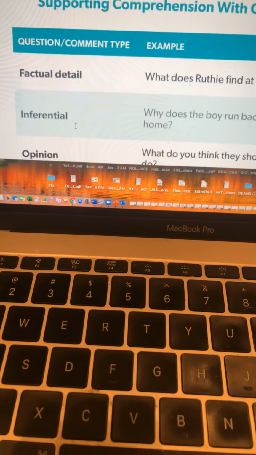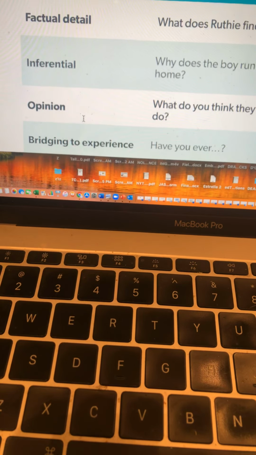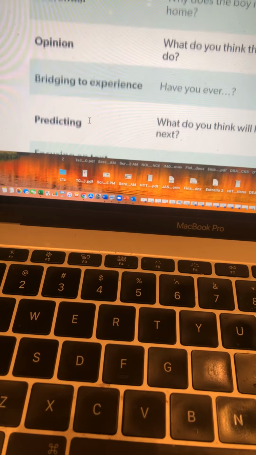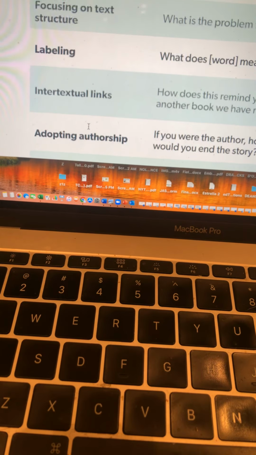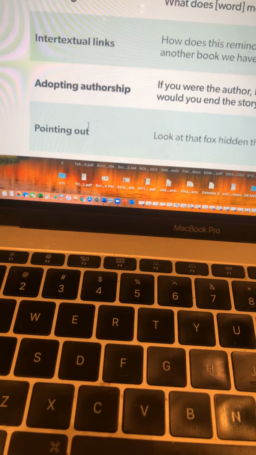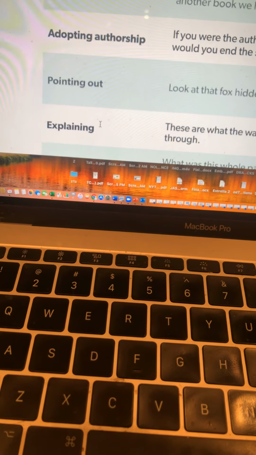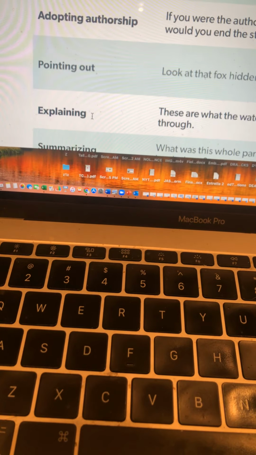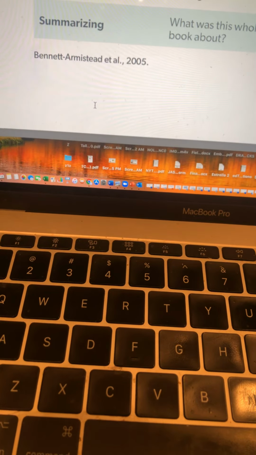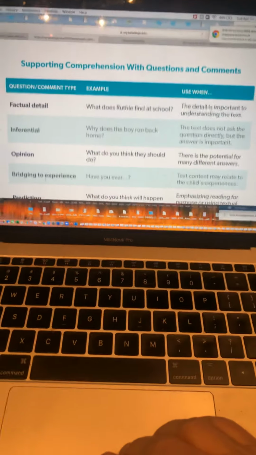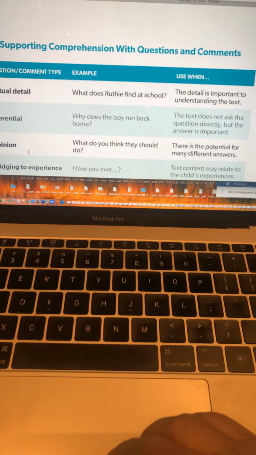So we have factual details, inferential questions, opinion questions, bridging to experience questions, predicting, focusing on text structure, labeling, intertextual links or text-to-text links, adopting authorship or being in the shoes of the writer, pointing out something, explaining something, or summarizing. And these are all the examples of supporting comprehension with questions and comments.